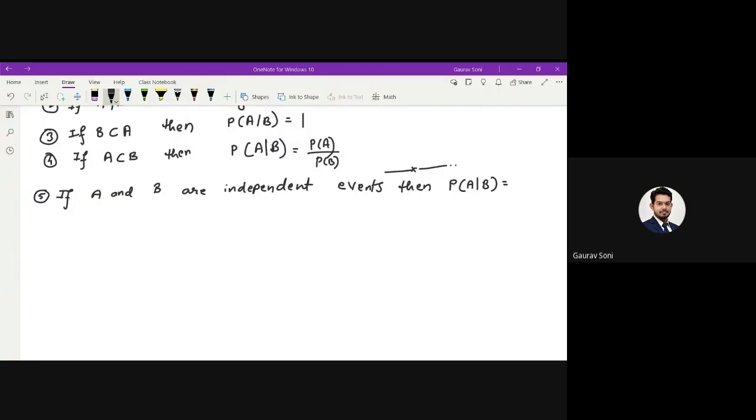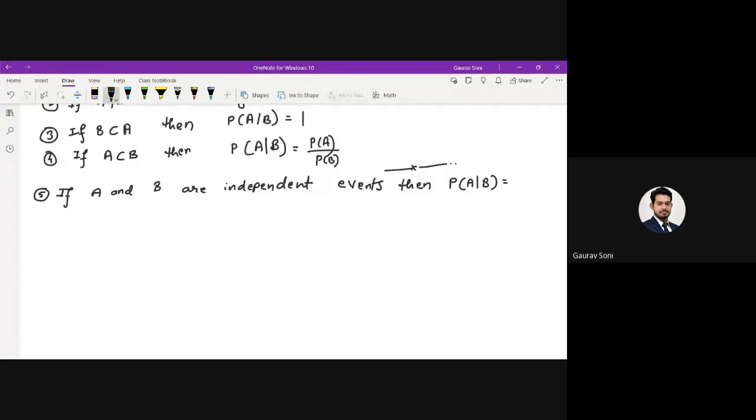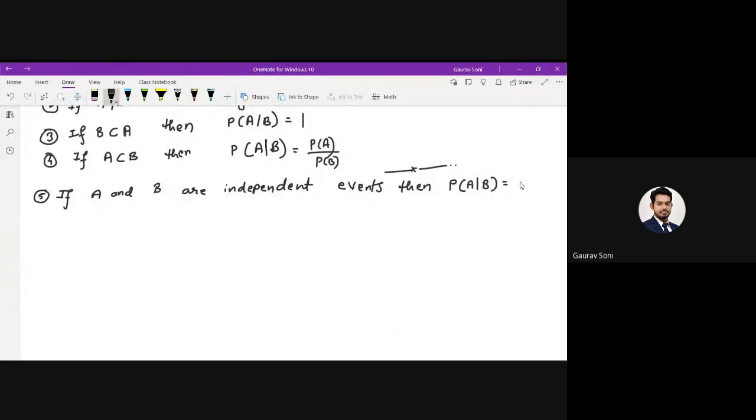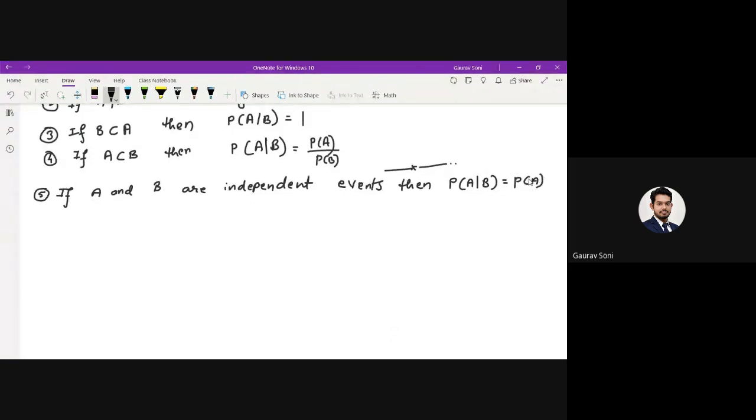Those are called A and B also. A and B are called independent events because you can see that even if the event B has occurred, it does not affect the probability of A. And that is why those events are called independent events, because the occurrence of one event does not affect the occurrence of the other event.